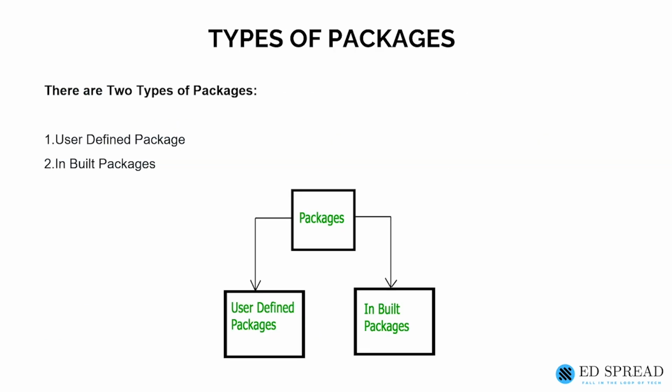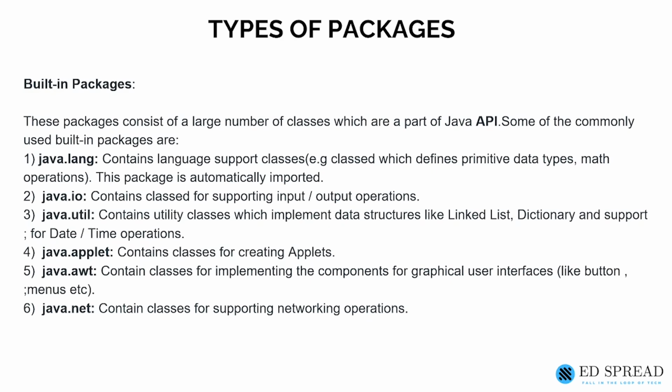Now let us see, there are two types of packages: user defined packages and inbuilt packages. User defined packages are the packages which we create, and inbuilt packages are packages which come along with the Java JDK. First, let us see the built-in packages. These packages consist of a large number of classes which are part of the Java API, which comes under the Java JDK.